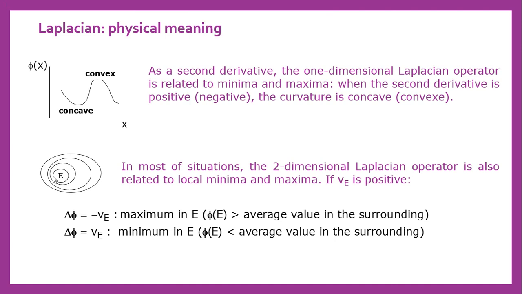In most situations, we have the two-dimension operator, which can be extended to three dimensions also. It reflects the local minima and maxima. If the value is negative, then the point we considered is a maximum compared to the surrounding average value. You can see the point we consider is E. If we get a positive value, we can say the E value is very much minimum compared to the surrounding average value.